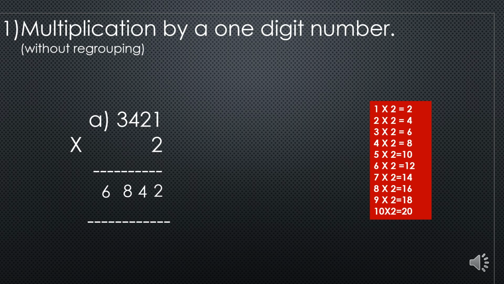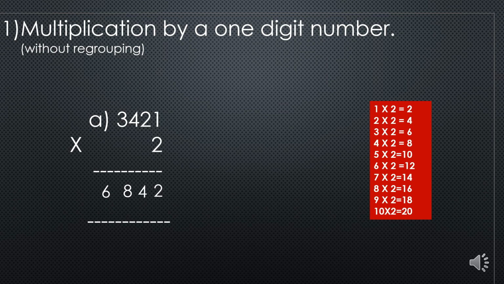Okay children, now we are discussing multiplication by a one-digit number without regrouping. The question given here is 3421 into 2. That means we want to multiply 3421 by 2. Which table should we know? We should know the table of 2. Then only we can multiply this number. From which position do we start multiplication? Yes, from the unit place. The unit place number is 1, which we want to multiply by 2 first.